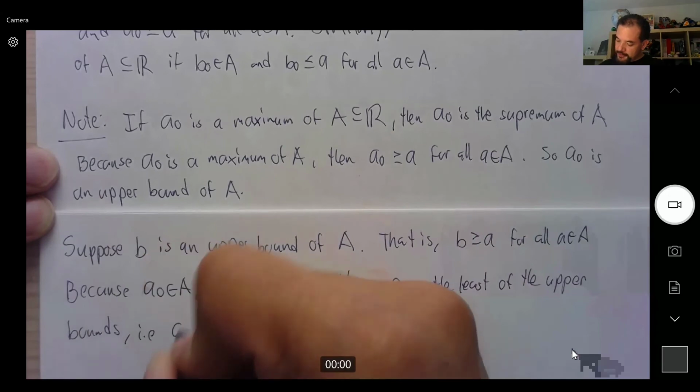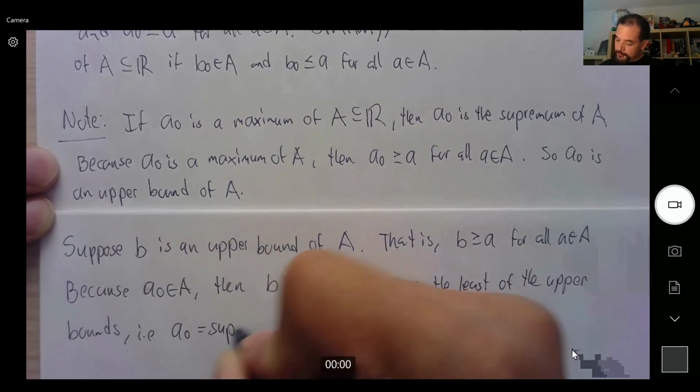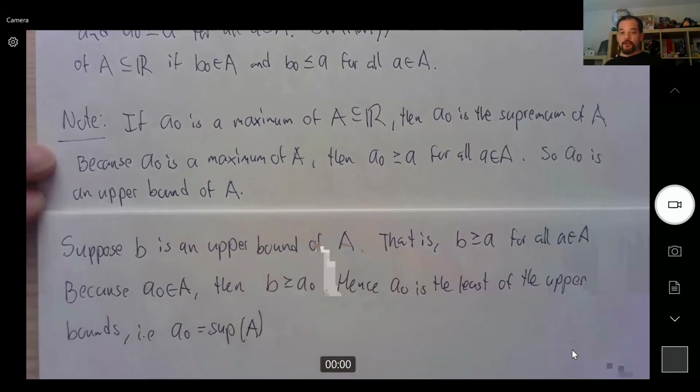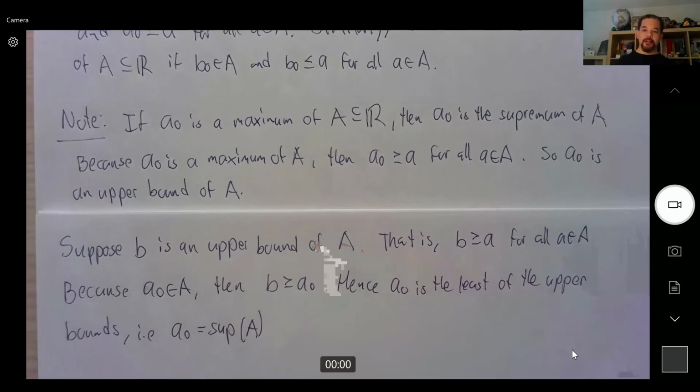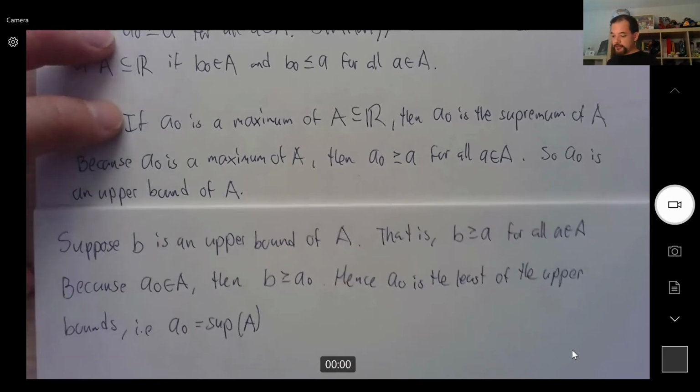And that means that A0 is the supremum. So if you have a maximum, it's automatically the supremum. If you have a minimum, it's automatically the infimum, because of this little note that I just proved to you. Okay? Questions so far? I'll do another example before we talk about why this property doesn't hold for the rational numbers.